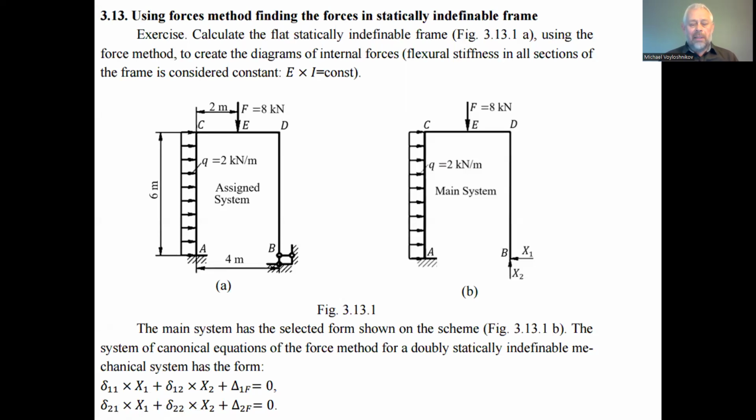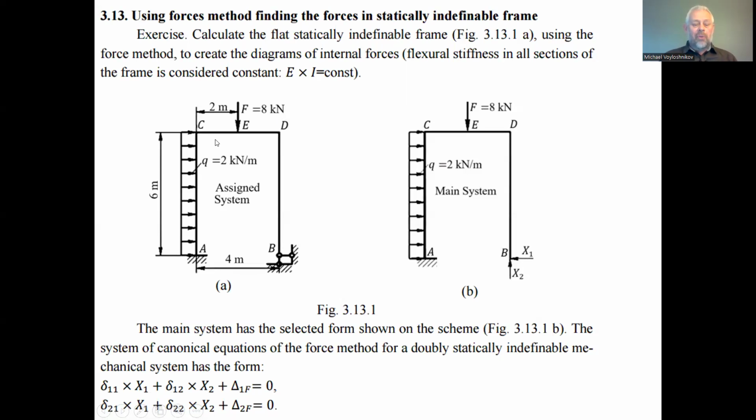The exercise is assigned: the statically indeterminate frame. We can see the frame in figure 3.13a on the left, and this is a 2 times statically indeterminate frame. The height of the frame is 6 meters. The left end of the frame is embedded at point A. This is rigid embedding. And on the right, at the span of 4 meters, we have the fixed hinge B, and the height is 6 meters, as I told.